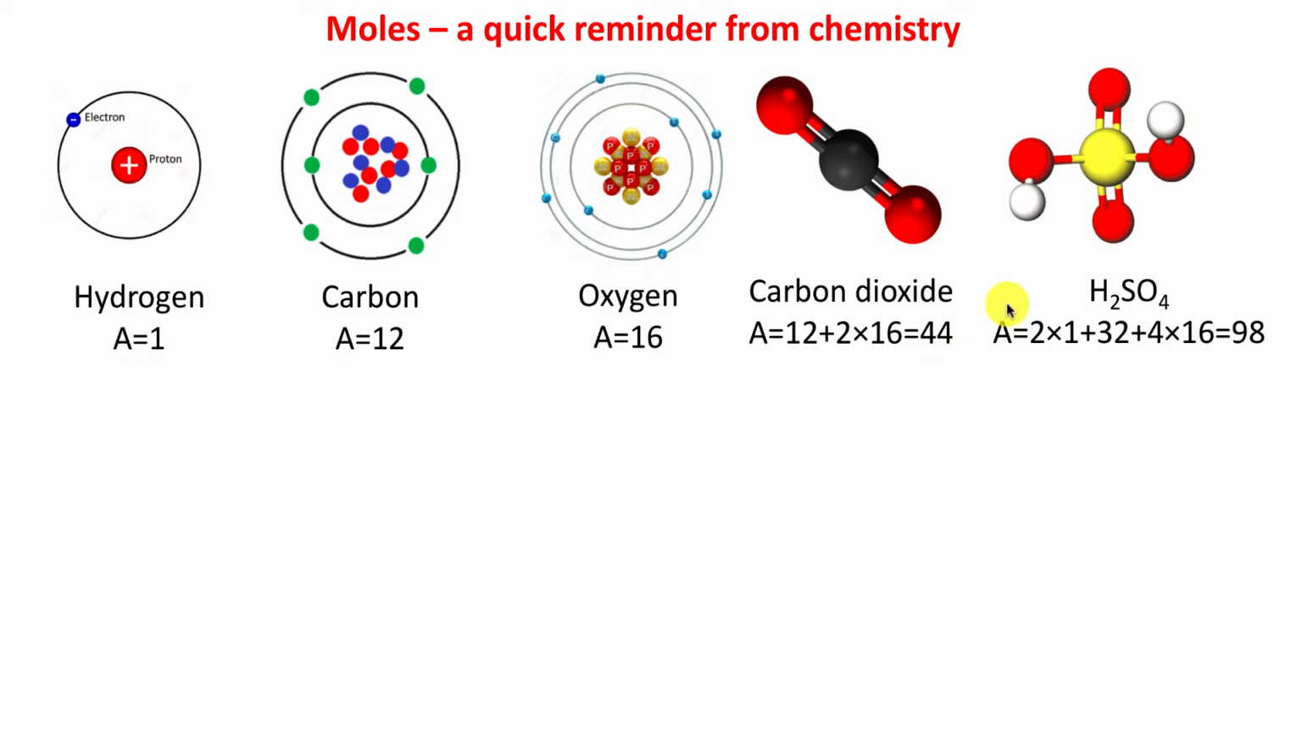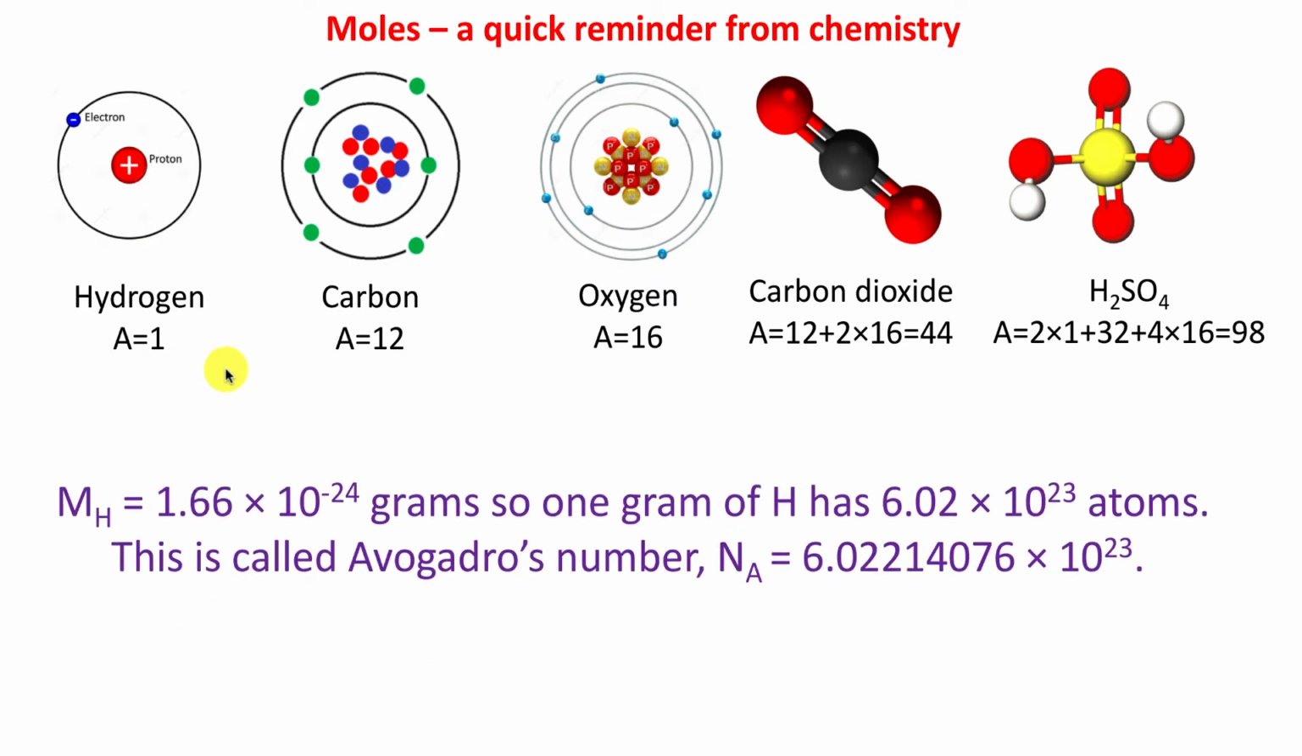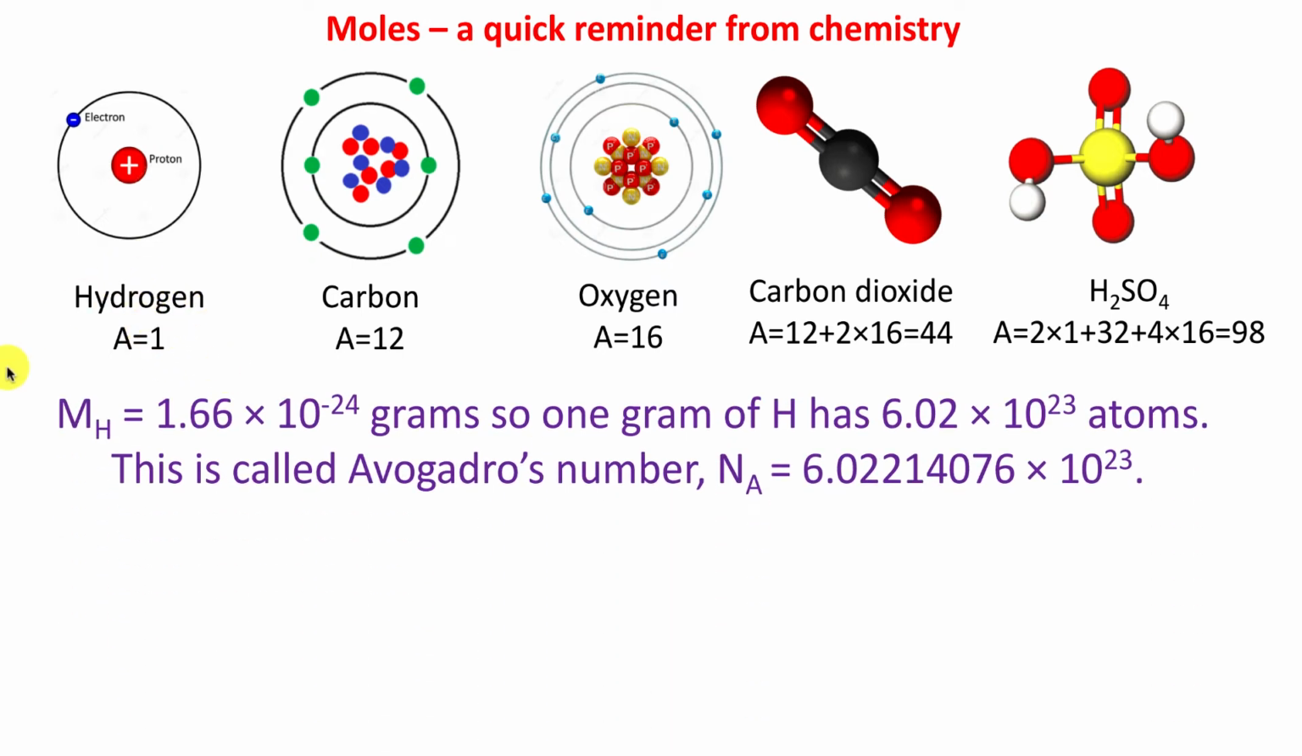Take something like sulfuric acid. There are 2 hydrogen atoms, 1 sulfur atom, and 4 oxygen atoms. So if you just add up, you get 98 nucleons, and so the mass of one molecule of sulfuric acid is 98 times bigger than that of hydrogen. The mass of each hydrogen atom is about 1.66 times 10 to the minus 24 grams. Of course, we know this now to 7 or 8 decimal places. I'm just writing 2 of them over here.